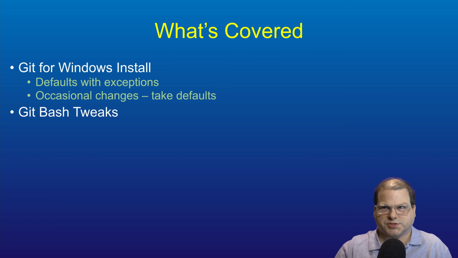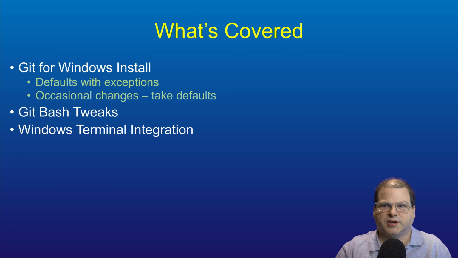After Git for Windows is installed, I will adjust the Git Bash terminal program to be easier to read on my screen. This is particularly good for those not using Windows Terminal. After that, I will integrate Git Bash with the Windows Terminal program. If you don't plan to use Windows Terminal, you may skip this part of the video. Since Windows Terminal supports multiple tabs, it has become my favorite way to use Git and the Bash shell.